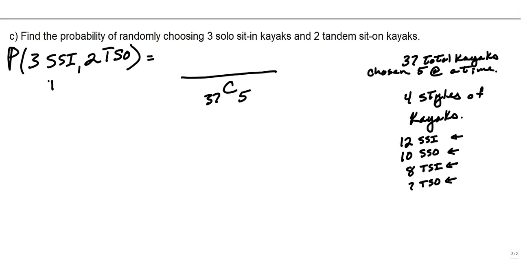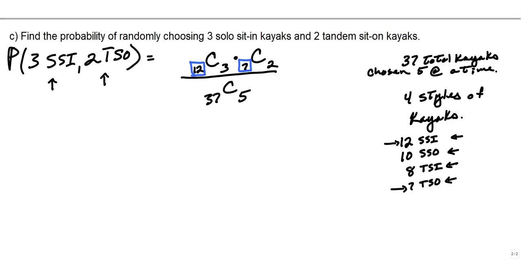However, now I'm going to be choosing from 2 different styles of kayaks. And so for the solo sit-in, remember I have 12 of those, but I'm only going to choose 3 of them. And for the tandem sit-ons, I only have 7 of them, but I'm going to choose 2 of them. Now this is where you're going to pay attention to the N's and the R's. Notice that this number plus this number, 12 plus 7, is only going to be equal to 19.